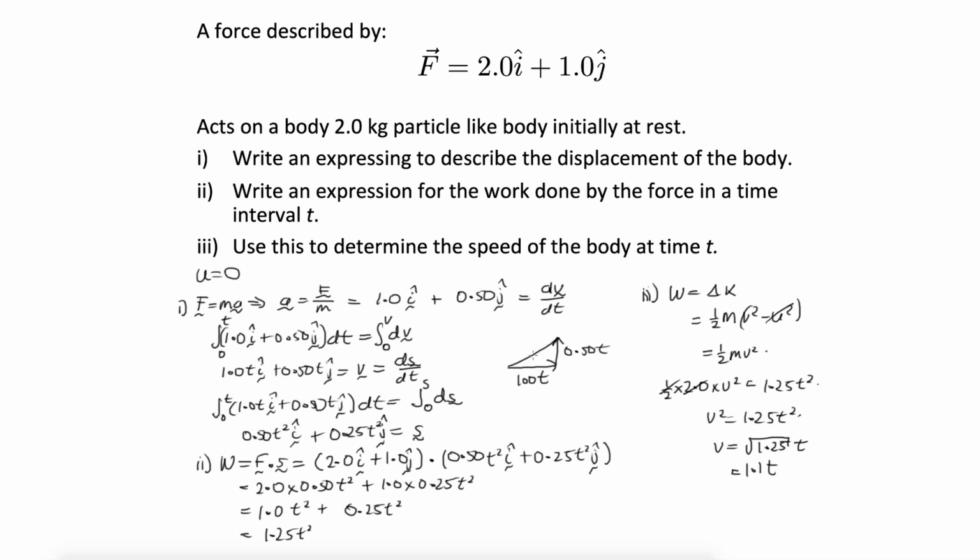So the speed is going to be the resultant here. So that's the square root of 1 squared plus 0.5 squared times t, which is also equal to 1.1 t. So these are in fact the same expression. So that suggests that we've done it correctly.